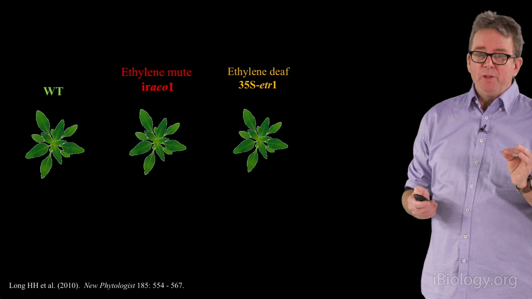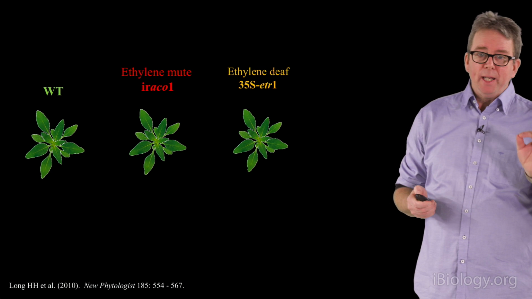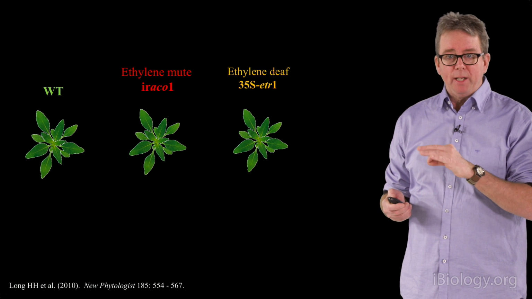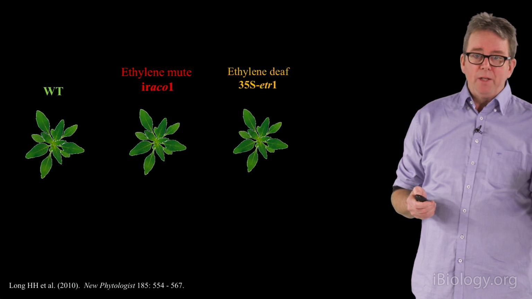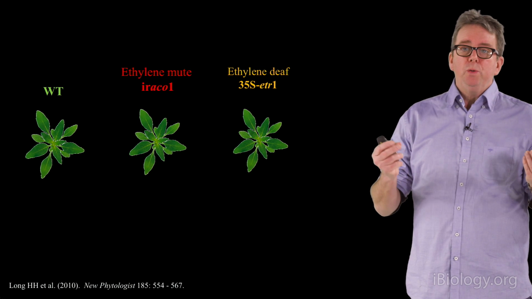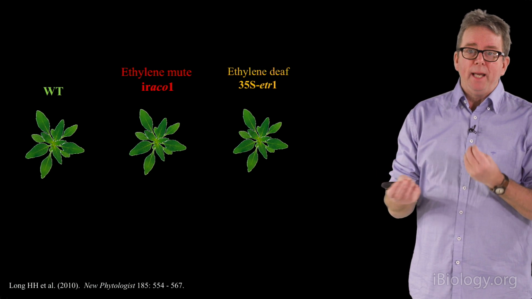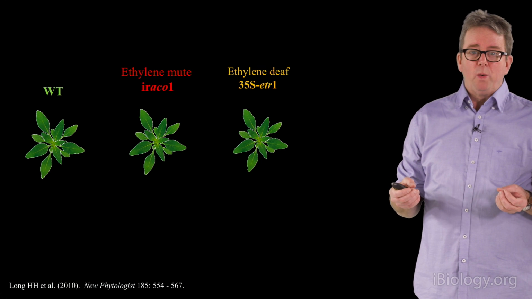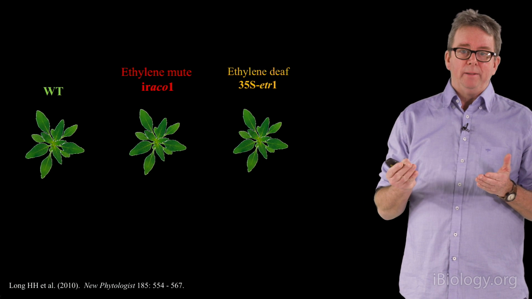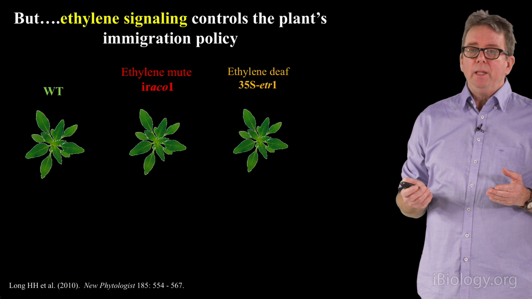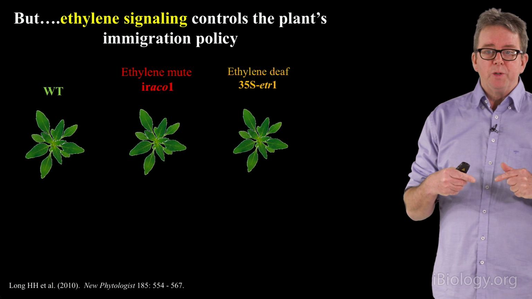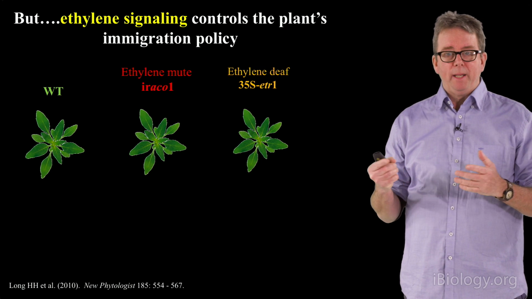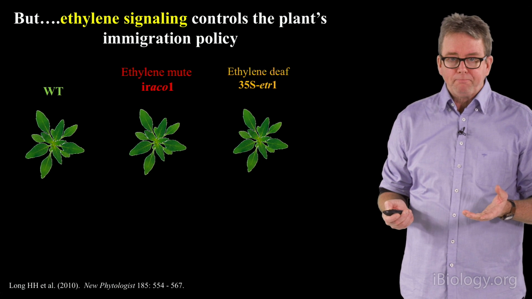Now, what is interesting is that there is one phytohormone signaling pathway which dramatically influences the microbiome, and that is the ethylene signaling pathway. If you take the same 2 ethylene abrogated plants that I told you about earlier, the ethylene deaf plants and the ethylene mute plants, and you do inoculation experiments one at a time with the different natural bacteria species that they acquire, they allow anyone to come in. So in other words, ethylene signaling basically controls the plant's immigration policy for the bacterial microbiome that it entails.